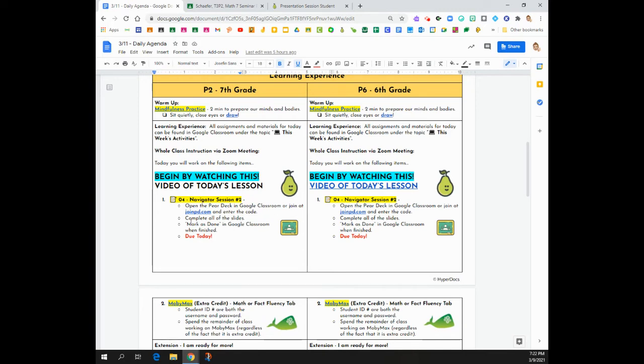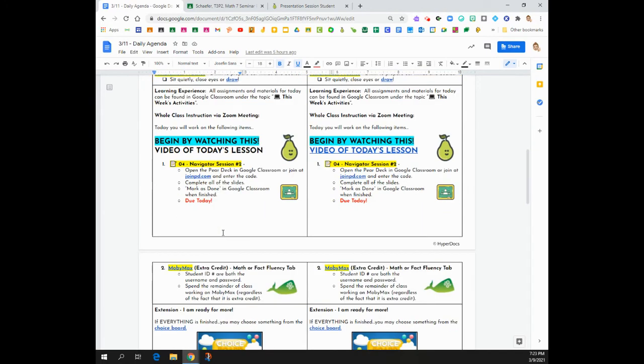So today we're going to do our first mini lesson. These are coming from, I remember, our Math Navigator books. So this is called Navigator Session number 2. You're going to join Pear Deck. You can click through this link at the top once it's available and get in through Google Classroom. And then you should complete all of these slides and make sure that you also get them turned in today, so you can mark them as done in Google Classroom when you finish. And that's how I'll know that you have completed them and you're ready for me to view them.